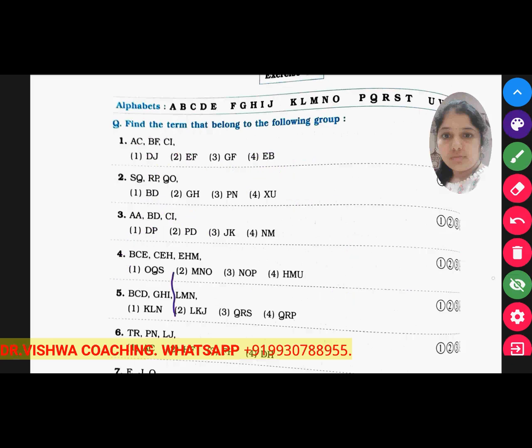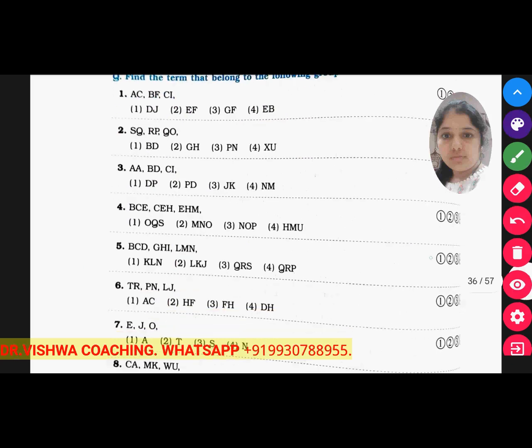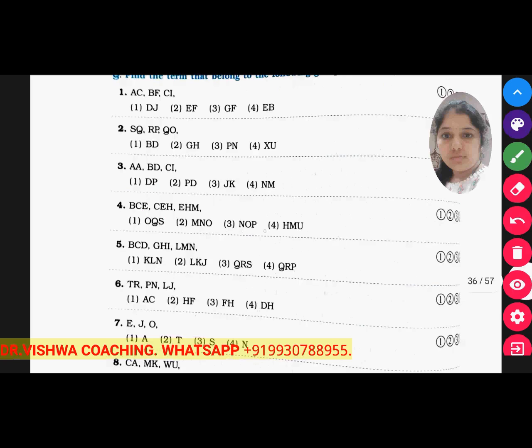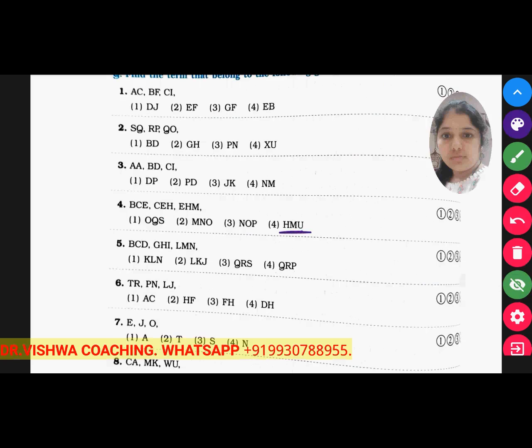Okay. Now if you look here, now see B, C. B is at 2nd, C is at 3rd, and E is at 5th position. Means the addition of the first two alphabets is the last alphabet. C is at 3rd, E is at 5th position, H is at 8th position. So same way. Okay, now you have to find which option shows the addition of the first two alphabets as the last alphabet. So you try for all these and the correct answer is HMU, because H is at 8th position, M is at 13th position and U is at 21st position.